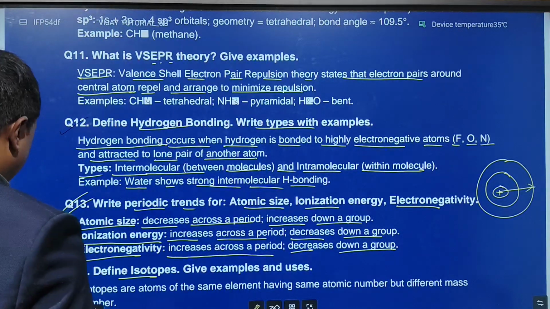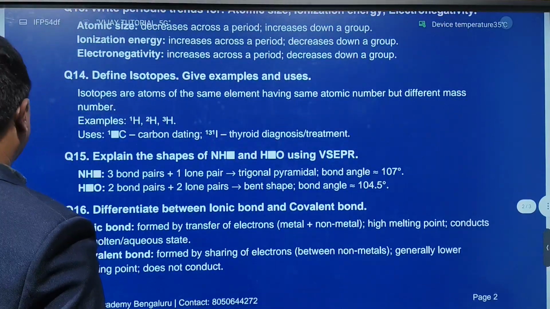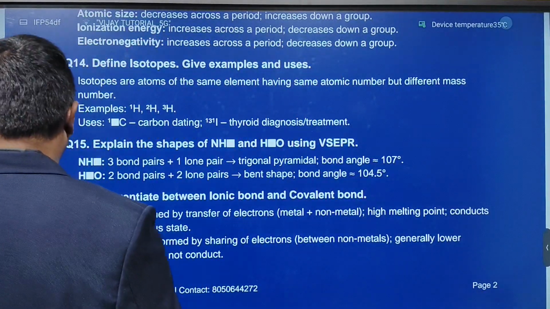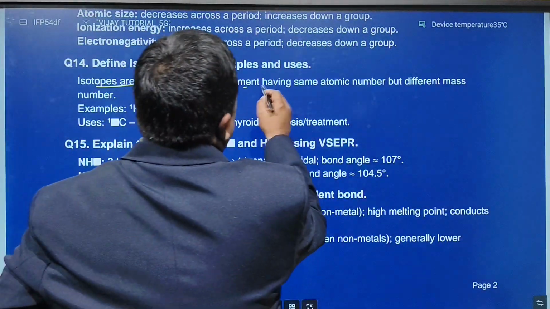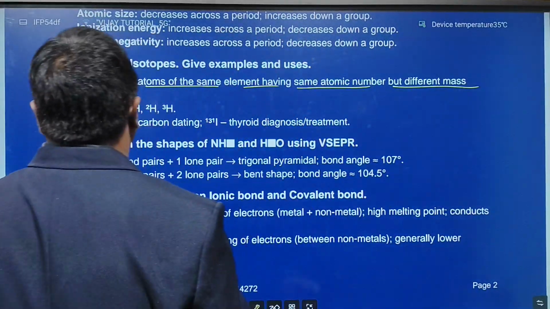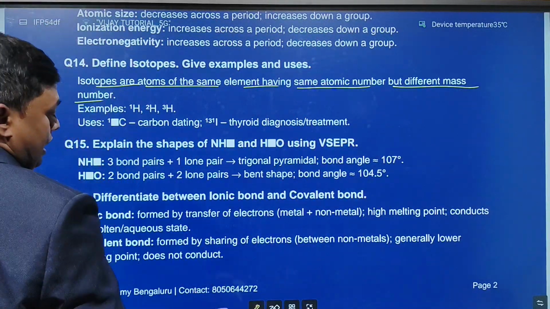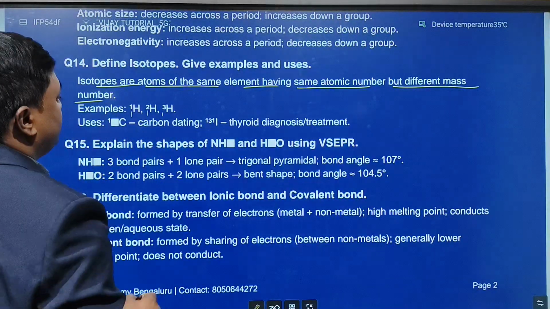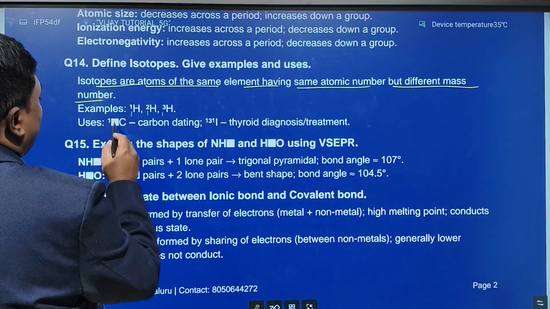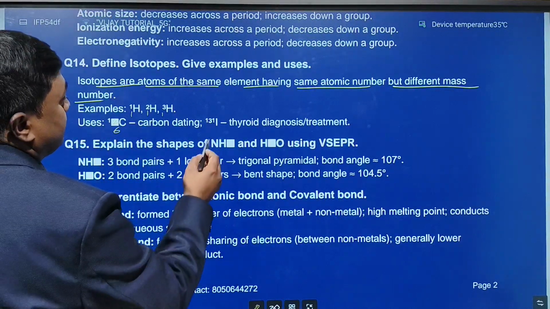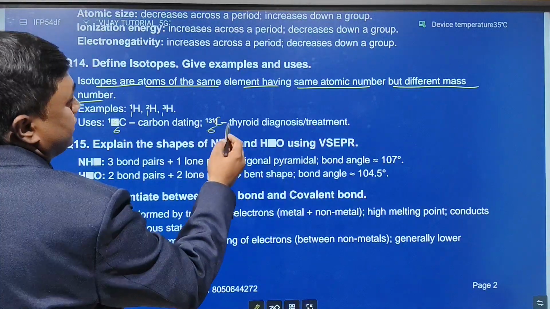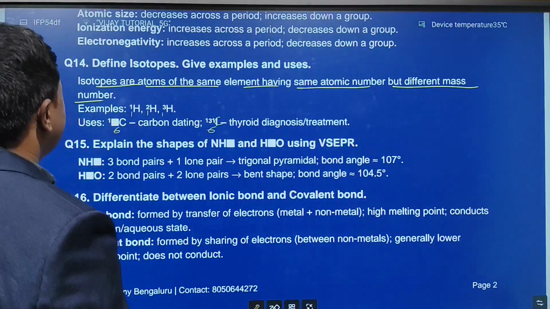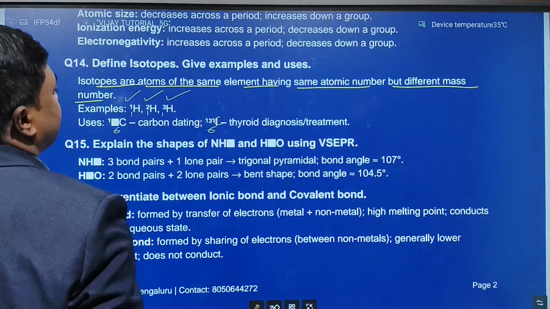Define isotopes, give examples. Isotopes are atoms of the same element having the same atomic number but different mass number. Yes or no? Let's see the definition: isotopes are the atoms of the same element having the same atomic number but different mass number. For example, hydrogen has three isotopes: 1H1, 1H2, and 1H3. Yes or no? Similarly, carbon has carbon-12, carbon-13, and carbon-14. Carbon-14 is used for carbon dating. Here, this is called protium, this is deuterium, this is tritium.